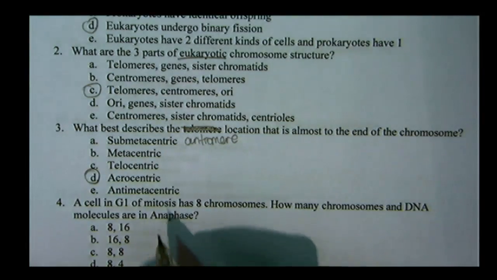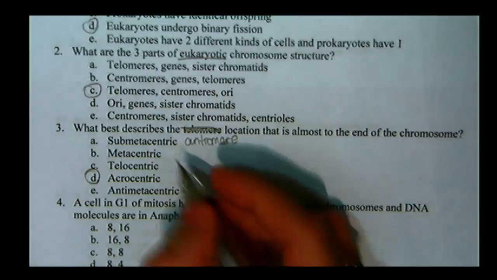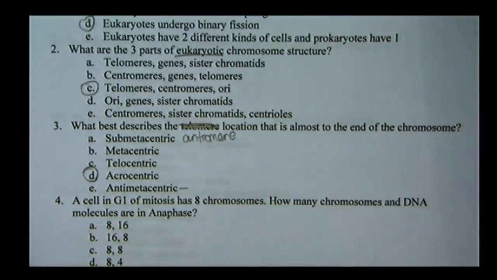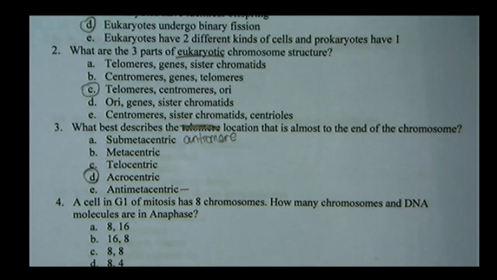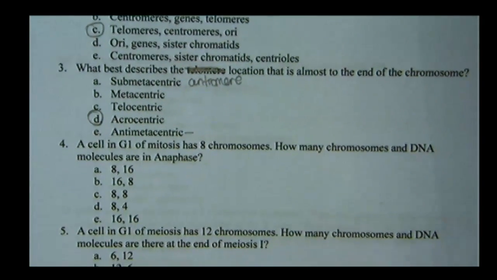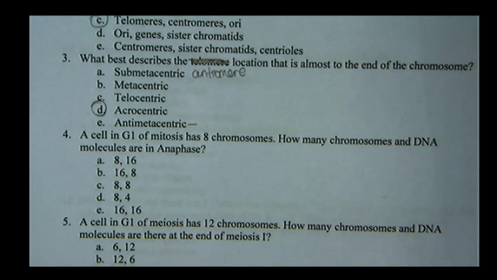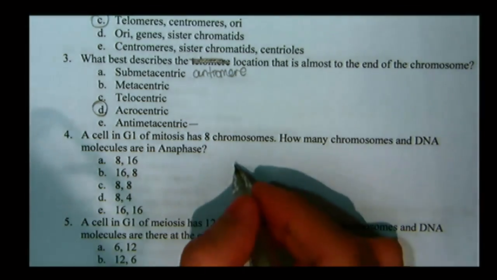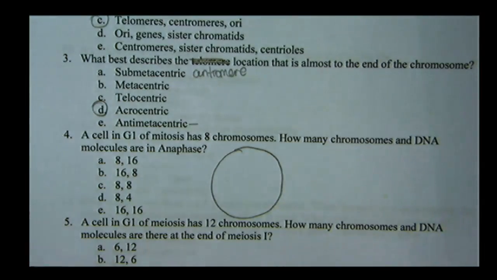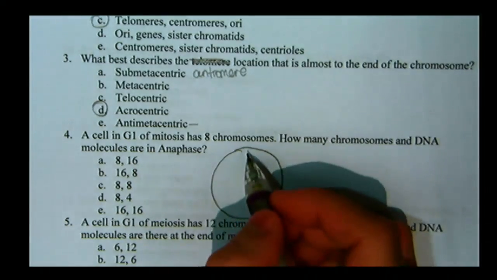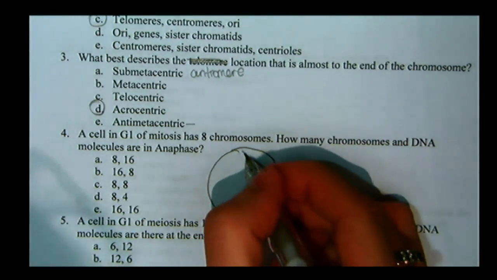Okay, and here's probably the stuff that you guys hate the most from chapter 2: counting chromosomes. So I'll draw it out here. A cell in G1 of mitosis has 8 chromosomes, so that means that's the 2n number. How many chromosomes and DNA molecules are in anaphase? If you go ahead and draw it out, it's probably easier to visualize metaphase before you go into anaphase. And remember, when you're counting chromosomes, you're actually counting the centromeres. So that's 1, 2, 3, 4, 5, 6, 7, 8. So you'll see 8 centromeres, which means there's 8 chromosomes here, and this is metaphase.